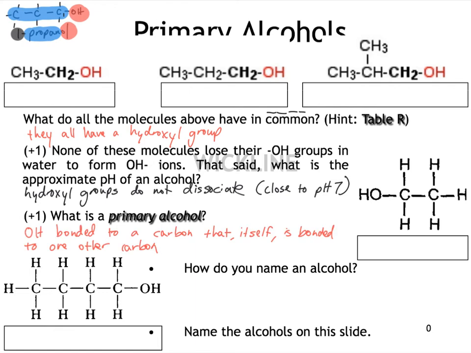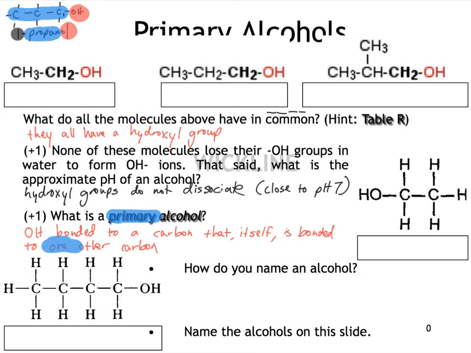So that's the reason why it's called a primary alcohol, is because that carbon is bonded to only one other carbon. So as an example, this OH is bonded to this carbon, and this carbon is bonded to only this carbon, so that's primary. Again, this OH is bonded to this carbon, and this carbon is only bonded to that carbon, so primary. All the alcohols on this slide are primary because of where their OHs are.